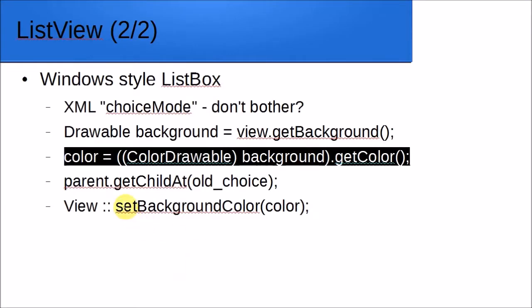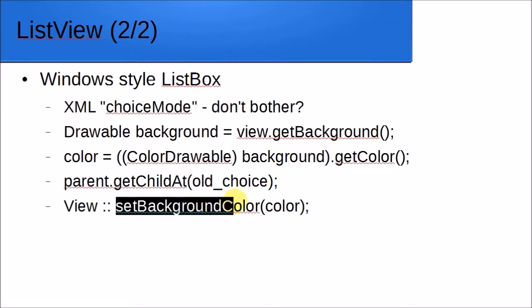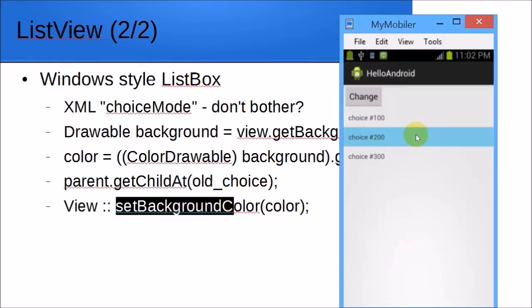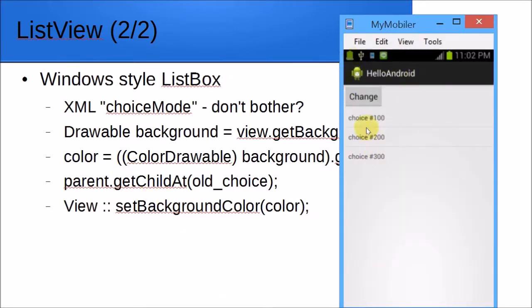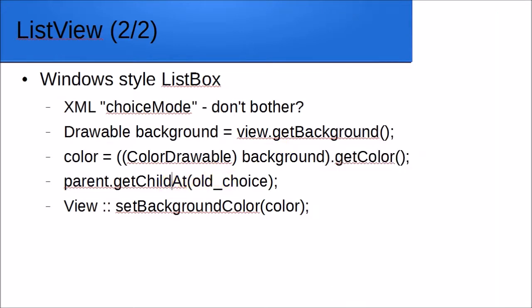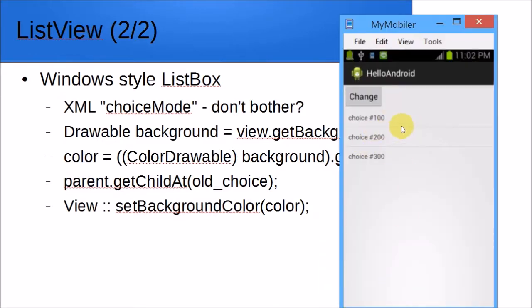Actually, the line of code that sets the background, that makes it blue and makes it stay blue, is down here. View set background. Oh, and get child at old choice, whatever. Get child. Basically, the list view is the whole thing. These items, choice 100, choice 200, these are the children of list view. So get child is going to get this, whatever.